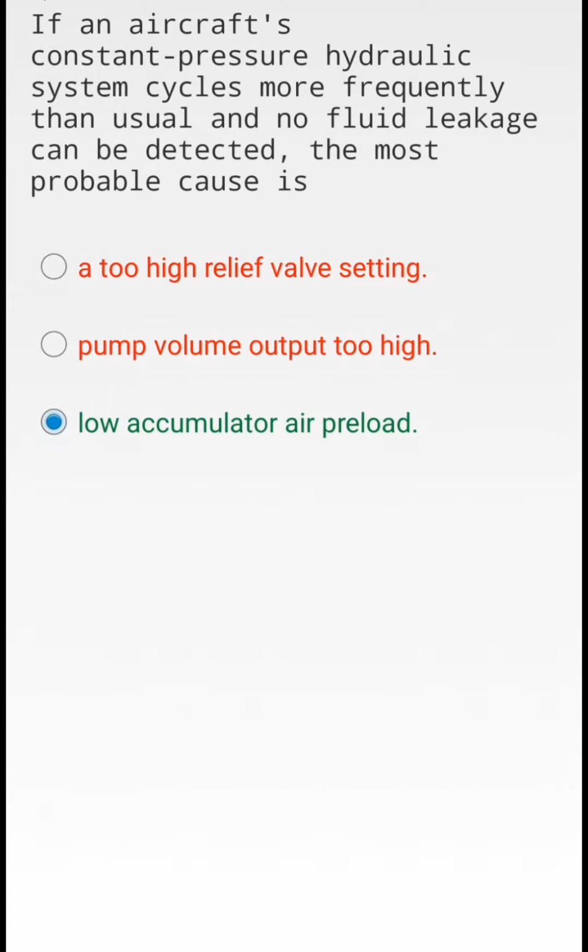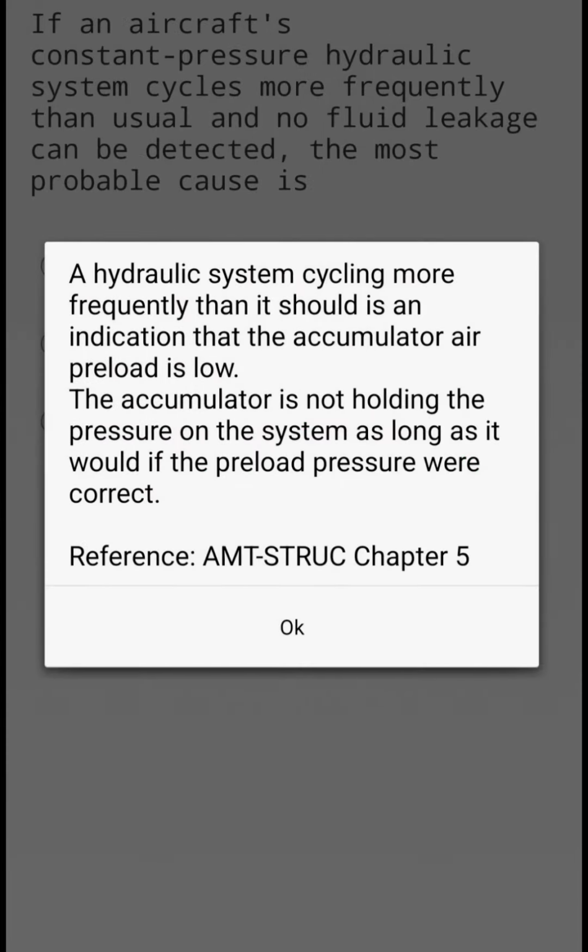If an aircraft's constant pressure hydraulic system cycles more frequently than usual and no fluid leakage can be detected, the most probable cause is low accumulator air preload. A hydraulic system cycling more frequently is an indication that the accumulator air preload is low. The accumulator is not holding the pressure on the system as long as it will if the preload pressure is correct.